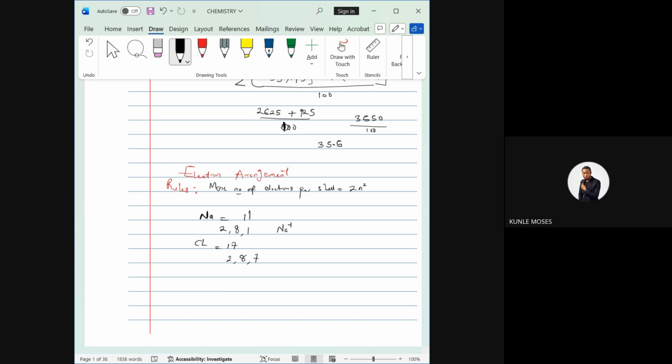Calcium is 20, right? That would be 2, 8, that's 2 plus 8 is 10. That would be 8. 8 is the highest number. 2 plus 8 plus 8, that's 18. So the last one will be 2. So it would rather lose these 2 than gain 6. So that's why we have calcium as Ca 2 plus. Is that taken?